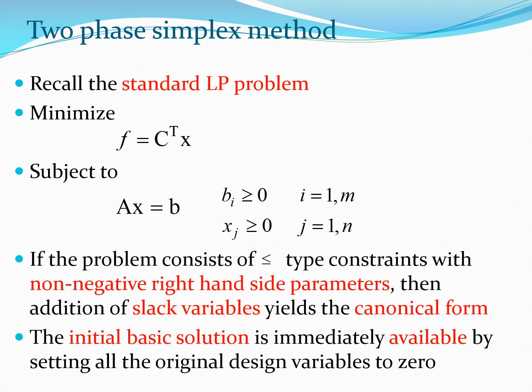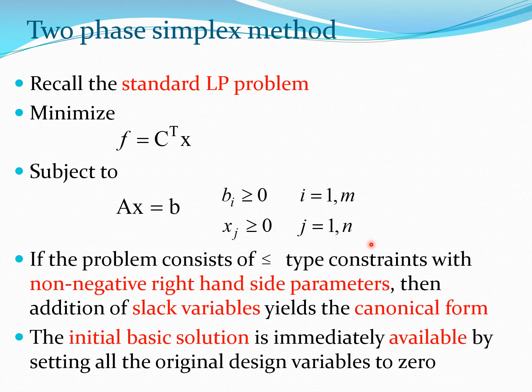Now let us go through the standard LP problem just to refresh the memory. Essentially we want to minimize a linear objective function f = c transpose x, where c are the constants or coefficients and x is the design variable vector. This is subject to a linear system Ax = b, where all the b_i coefficients are greater than or equal to 0 and the x_j are also greater than or equal to 0.